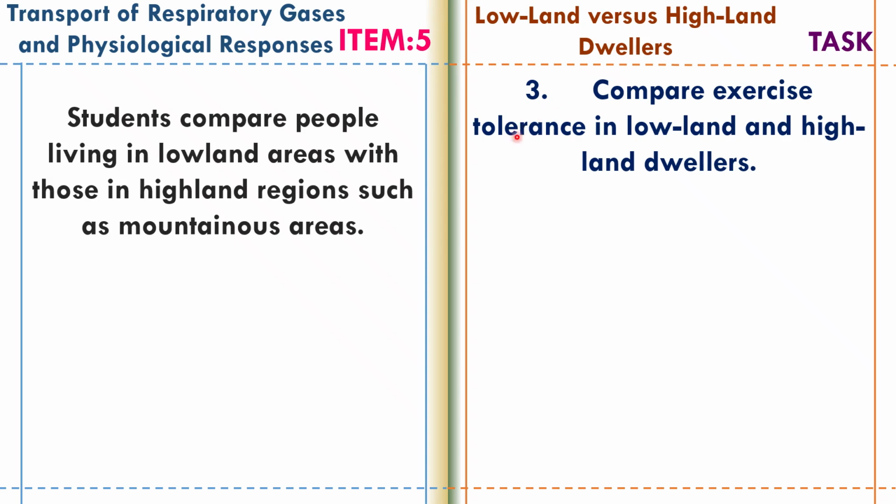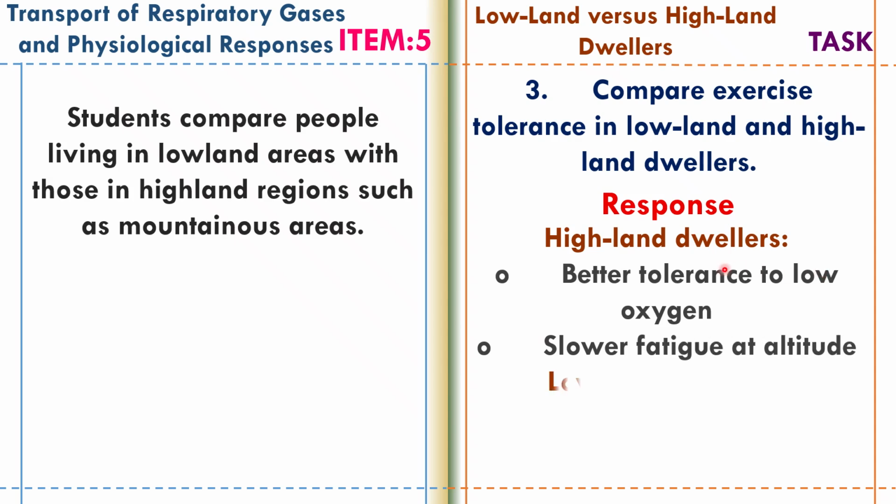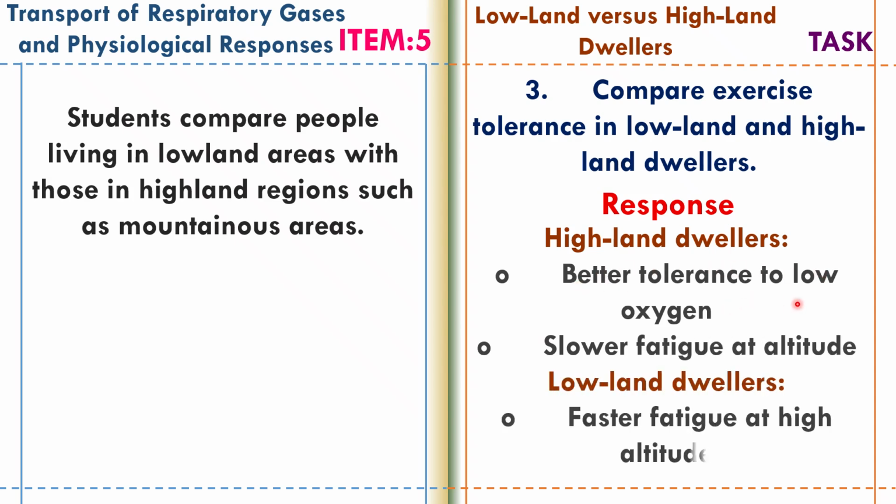Compare exercise tolerance in lowland and highland dwellers. Highland dwellers have better tolerance to low oxygen and slower fatigue at altitude. Lowland dwellers have faster fatigue at high altitude.